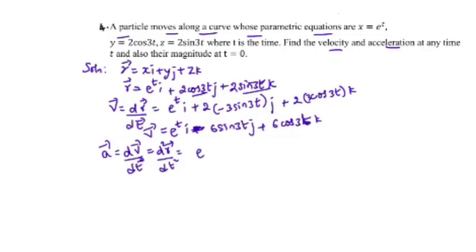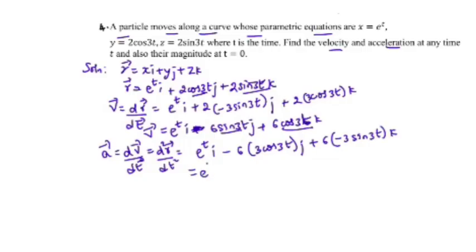The v vector is e^t i as it is, minus 6 as it is, then sin 3t becomes 3 cos 3t into j, then plus 6 as it is, then cos 3t becomes minus 3 sin 3t into k. So now it will be e^t i minus 6 times 3 is 18 cos 3t j, plus into minus is minus, 6 times 3 is 18 sin 3t into k. This 3t is the angle which we have. So that is your a, that is the acceleration at any point t.